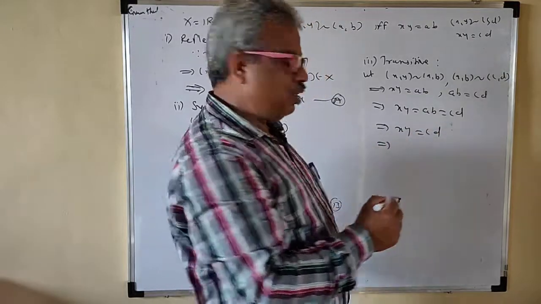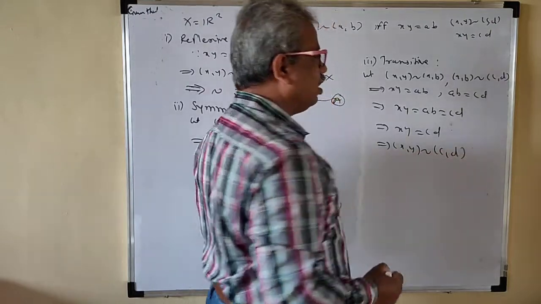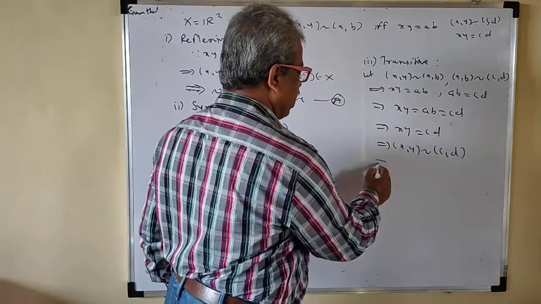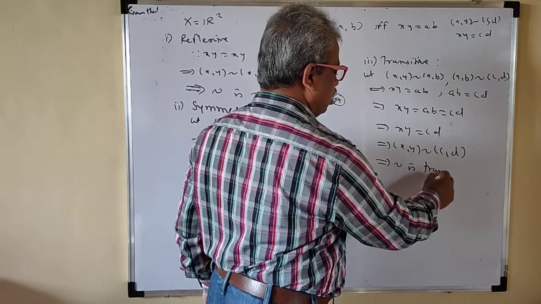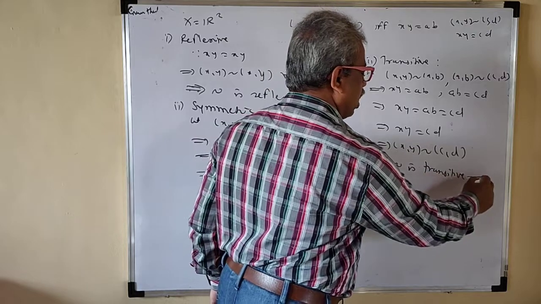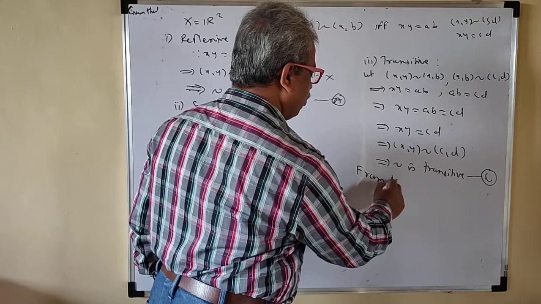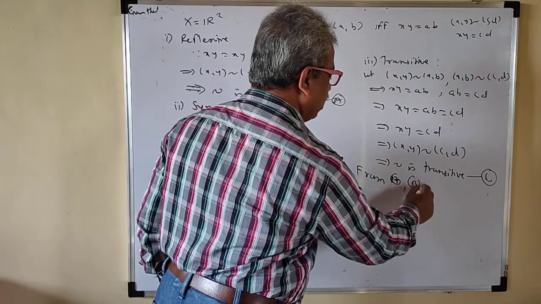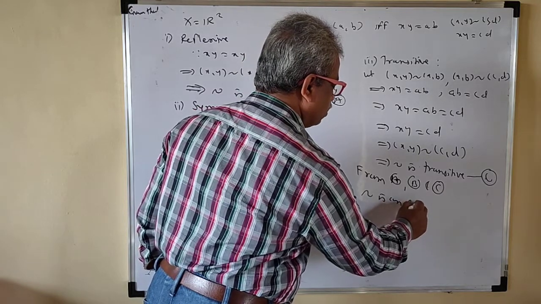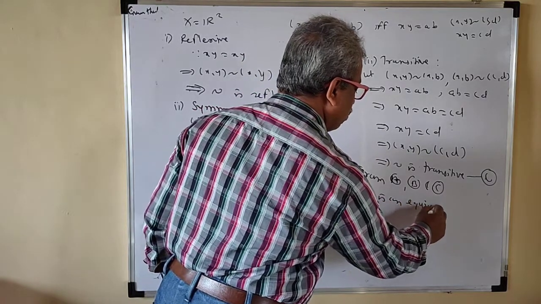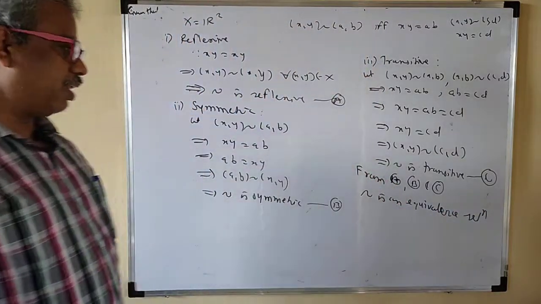Right? This we want to prove. That means xy is related to CD. So what does this imply? Theta is transitive. I call this C now. So from A, B and C, theta is an equivalence relation.